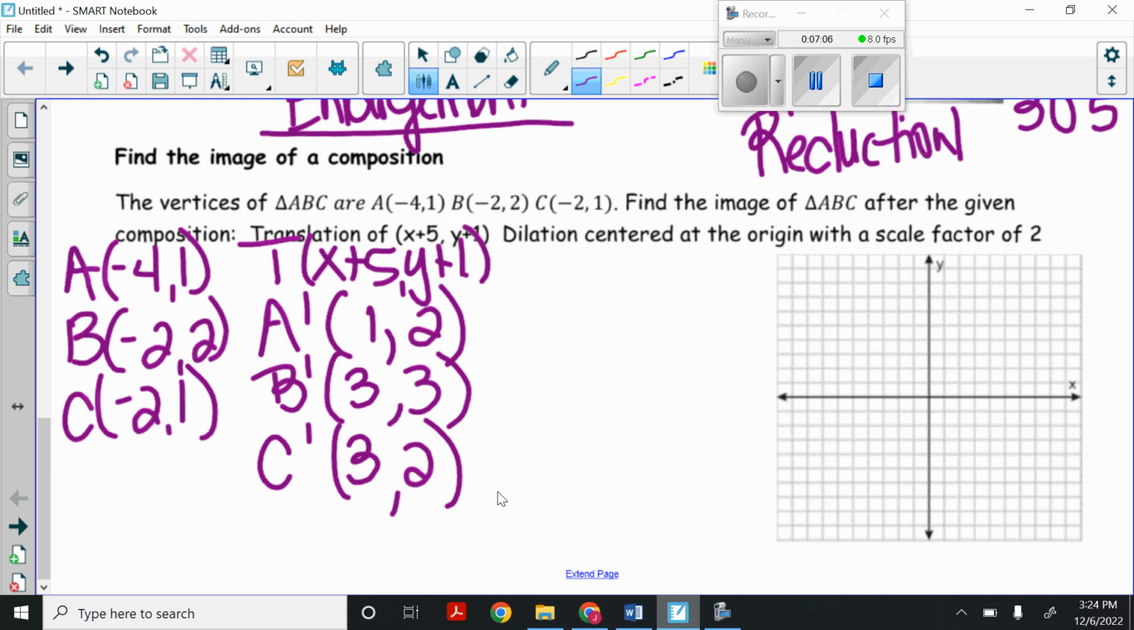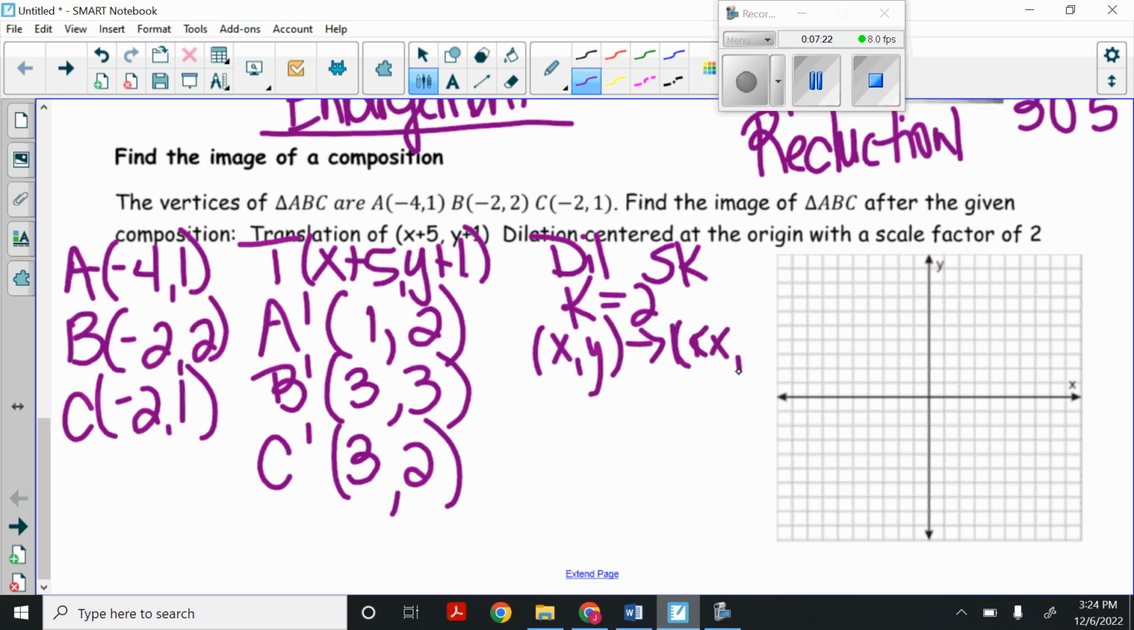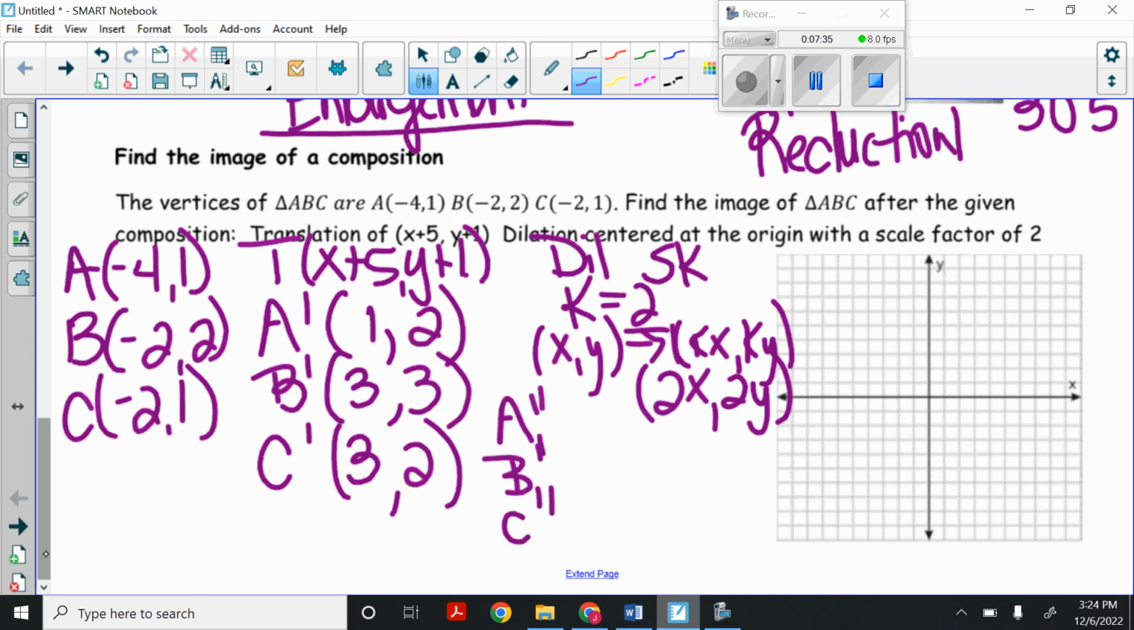So now I want to do the dilation, right? The scale factor of 2. So that means that my k is equal to 2. Remember that we had that at the very beginning where it said (x, y) goes to (kx, ky). So here my k is 2. So really what I'm doing is (2x, 2y). So that's going to get me A double prime, B double prime, and C double prime.